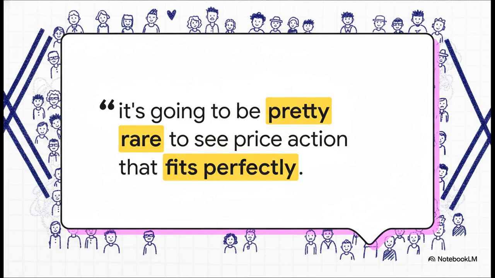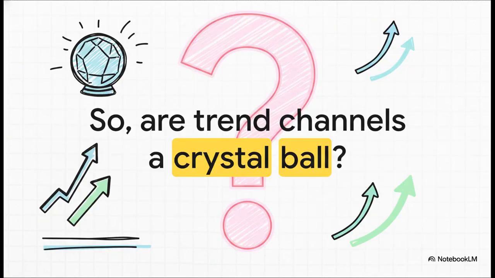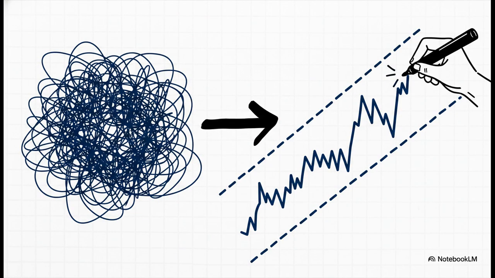There's a great way to think about this. Hunting for the perfect channel is like searching for the perfect person. It might exist, but it's incredibly rare. The real world and the market are messy. So after all of this, you might be asking yourself, are trend channels some kind of magic crystal ball that predicts the future? Absolutely not, but what they are is an incredibly powerful tool. They don't give you guarantees, but they do give you a framework for understanding the market's potential direction and its likely boundaries. They add structure to the chaos.